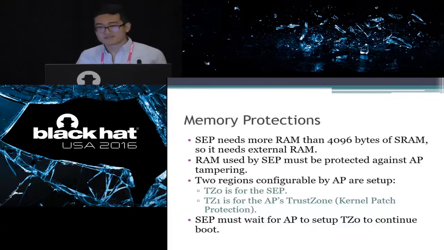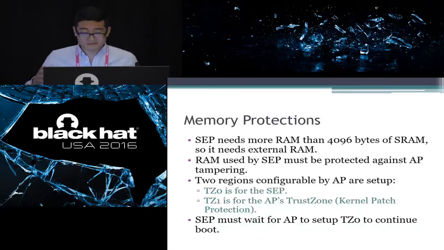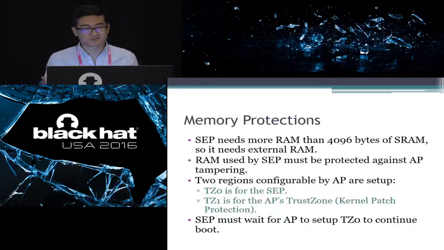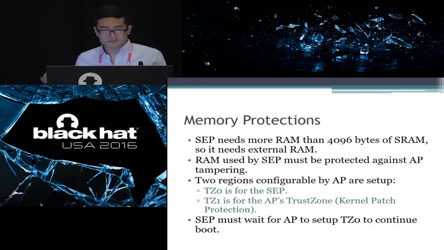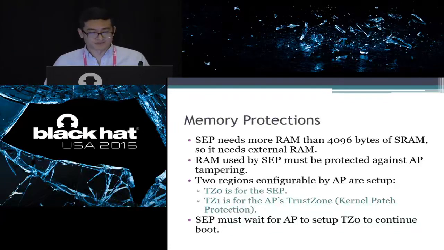Why does it need permission from the AP to continue to boot? Well, it needs to set up a protected area. It needs more than 4 kilobytes of RAM, so it needs to have access to the external RAM that it shares with the AP. And that RAM also needs to be protected from AP tampering. That protection is actually partially configured by the AP. So the AP is allowed to configure 2 regions. One is called TZ0, probably trust zone 0. One's called TZ1. TZ0 is for the SEP's use, and TZ1 is for the AP's hypervisor's use, which is involved in kernel patch protection.